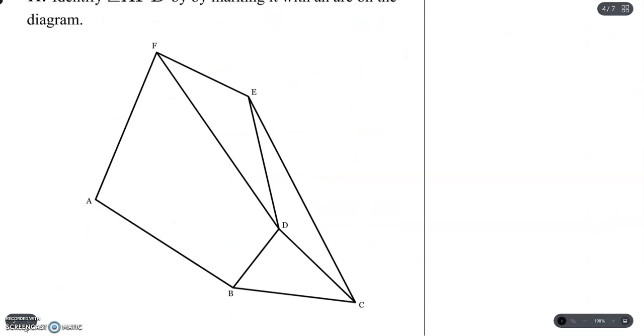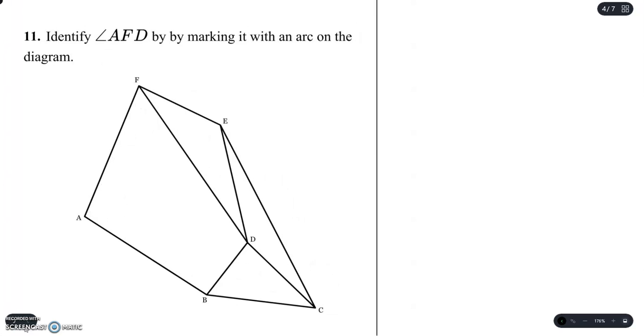Let's take a look at the last type of problems that we're looking at here. Here it says you want to identify angle AFD. And remember what I said, the F has to be the part where the angle is in the middle there. So you look for A, there's F, and there's D. So we're going to go from here to here. We're going to connect it there. This is that angle. Angle AFD.